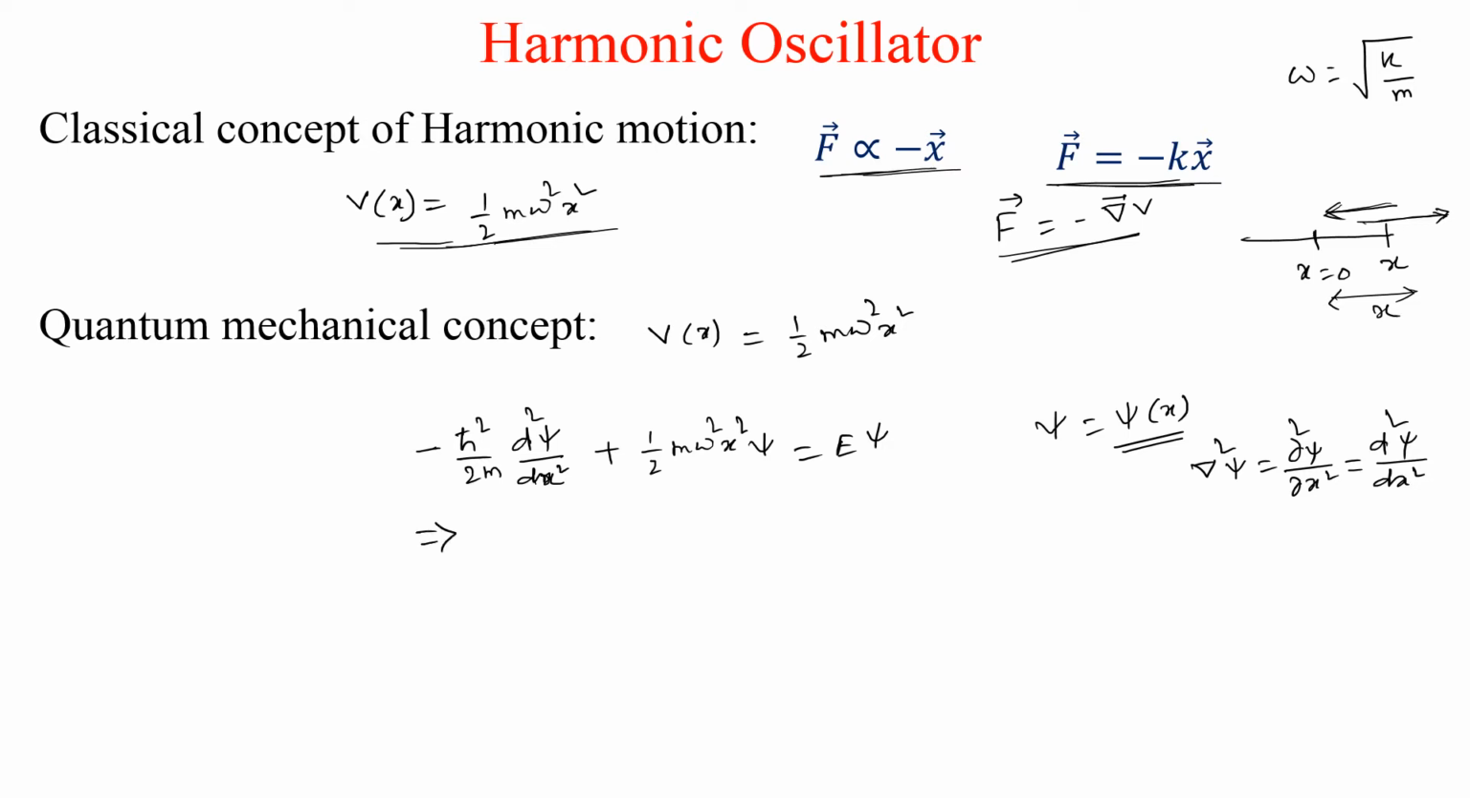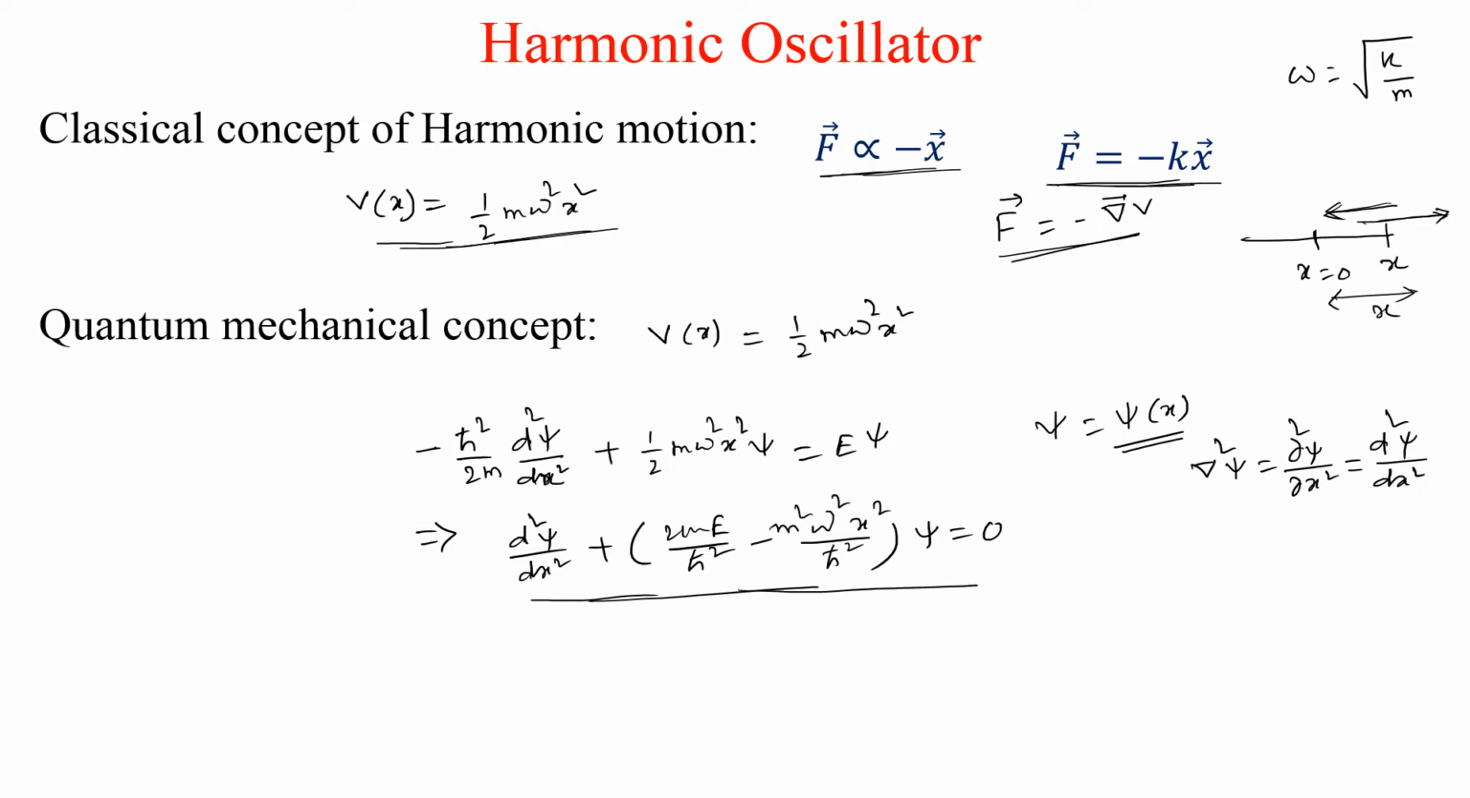So this can be written as d2 psi dx square plus (2mE by h bar square minus m square omega square x square by h bar square) into psi equals 0. This is the Schrodinger's equation for the particle in harmonic oscillation. So we have to find psi, that means the wave function of the harmonic oscillator, and also we have to find the energy E. That means our main job is to find psi and E.